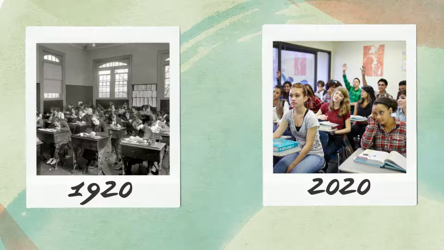On the left, you will see a classroom from 1920, and on the right, you will see, hmm, why is it that virtually every other industry in the United States has experienced drastic changes and improvements over time, but our classrooms look virtually the same as they did 100 years ago? Something has got to change.